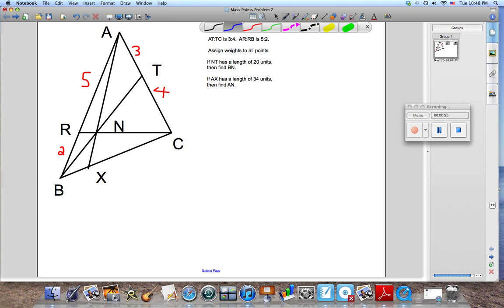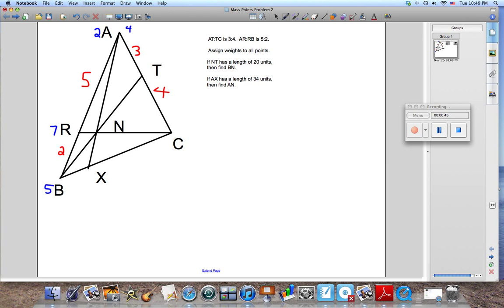If I start on the left side, the A would have a value of 2, the B would have a value of 5, and the R is the sum of those two, so it's 7. If I do the right side, the A is supposed to have a value of 4. I'm just going to make a note of that.